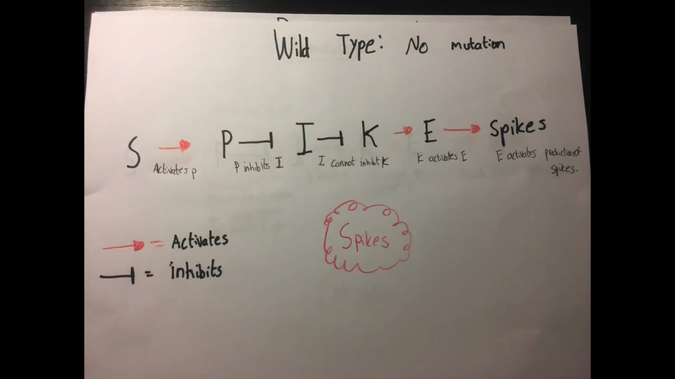Now we'll look at different mutations of the developmental network and see if they produce spikes. If we look at the wild type, which means there's no mutation, we see that S activates the gene P, and P inhibits I. So since I is inhibited, it cannot inhibit K, which means that K activates E, which means that it activates the production of spikes, which means in the wild type there will be spikes.